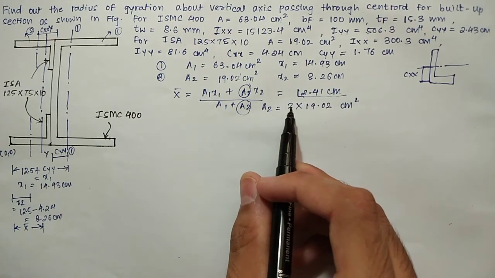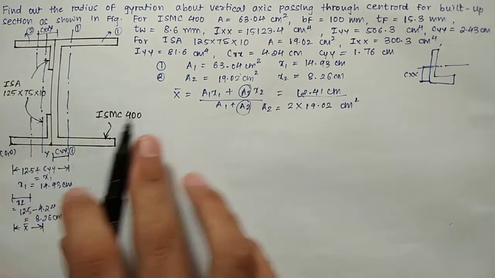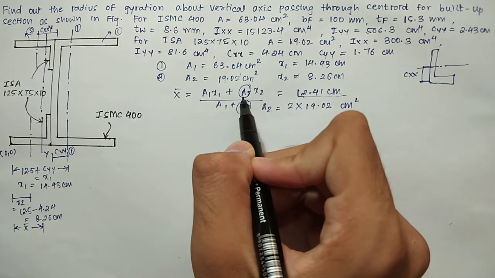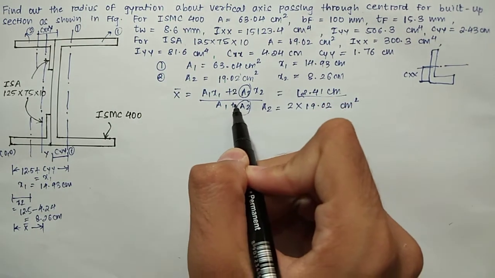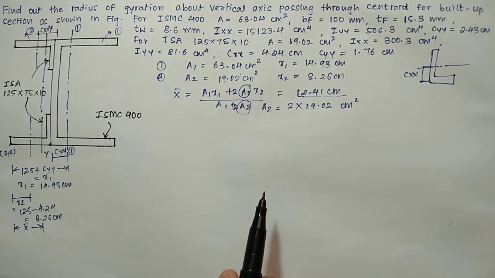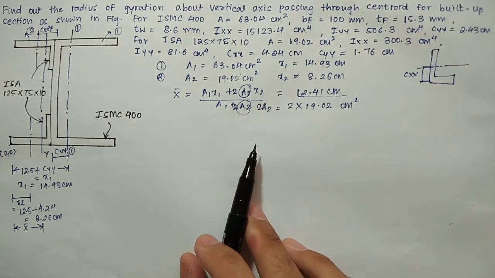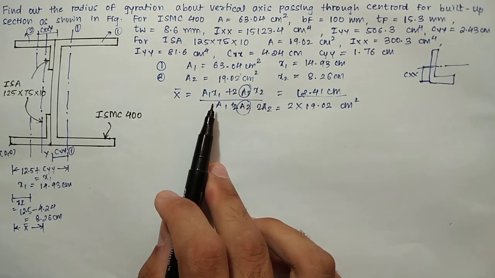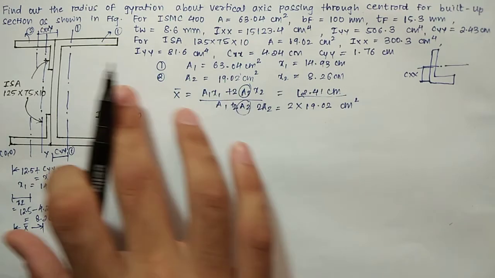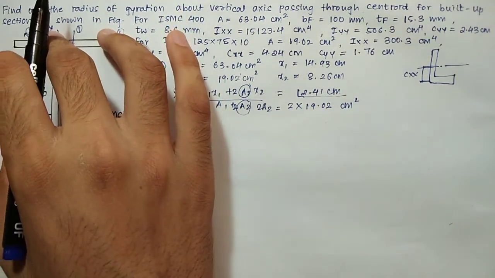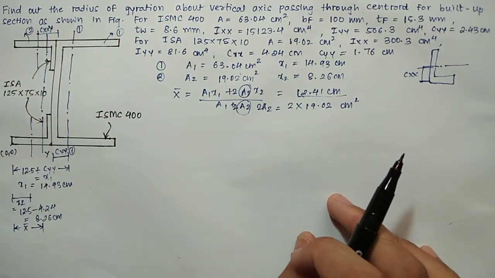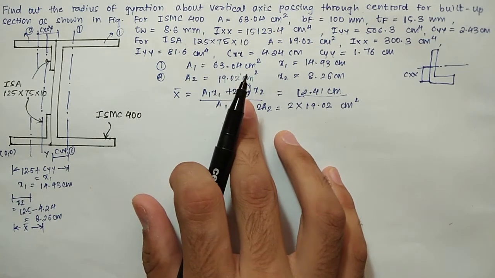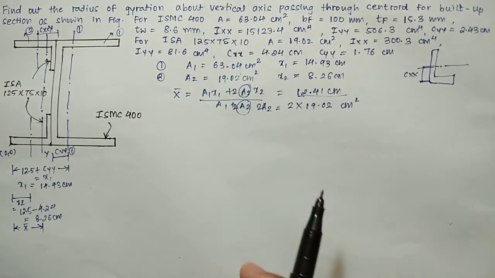We have multiplied by 2 as there are two angle sections, so the area will be twice. So instead of a2 we need to put 2a2. Okay, so this thing we need to remember. Here we are multiplying with 2 as there are two angle sections in the question, so we need to consider twice the area.